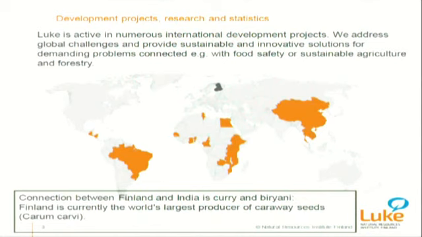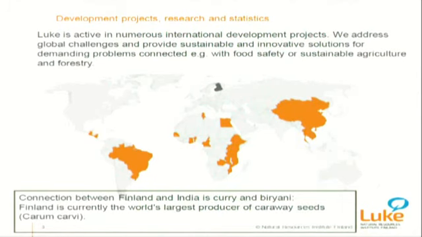And here you can see where we have international development projects. We address these global challenges and provide sustainable and innovative solutions for demanding problems connecting, for example, food safety and sustainable agriculture and forestry. And there is one connection between Finland and India, and it's curry and biryani, because Finland is currently the world's largest producer of caraway seeds, one part of curry. Not so typical.